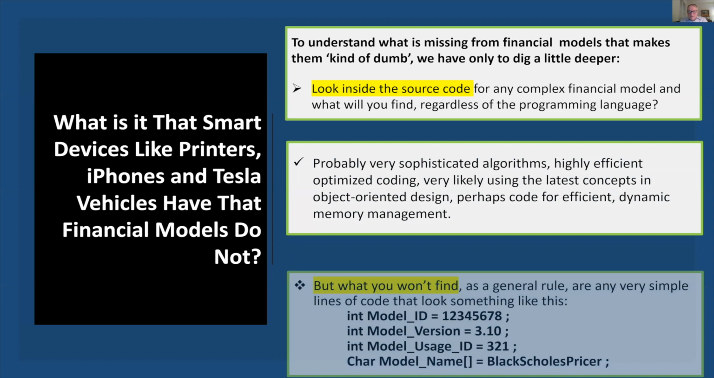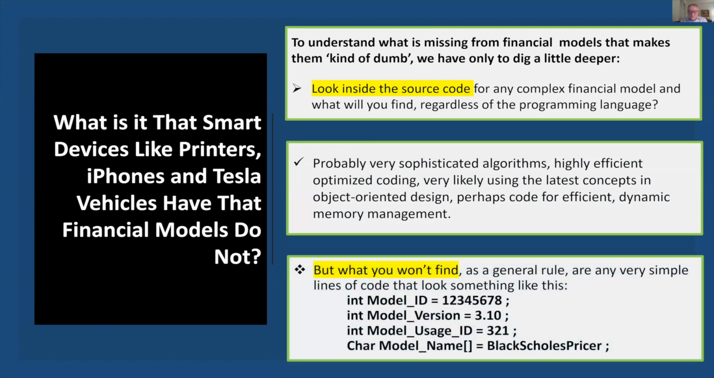Now, this is very simple information that can be embedded in the actual source code for the model and executed just at the beginning, whenever the model is called, when these declarations are made. So the model literally knows its own ID, knows its version number, knows its usage ID, how this model is being applied, and its name. A lot of other information can be added to this. This is just an example. I've looked at lots of model source code. I never encountered anything that looked anything like this.